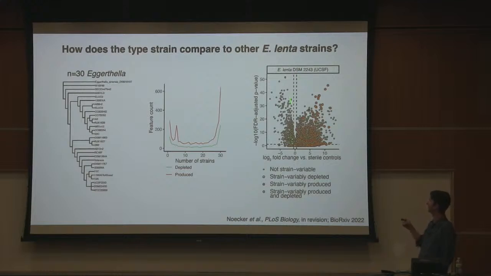And so this is a volcano plot for the type strain, just comparing the fold change of different features in the spent media versus media sterile controls. You can see on the upper right side of this volcano plot, all of these gray compounds are things that every Elenta strain produces, whereas the red ones are things that just the type strain, or a subset of the strains, produce. And then on the left, you can see that there's much more consistency. Most of the things that are depleted are consistent across strains, with the exception of these green ones.